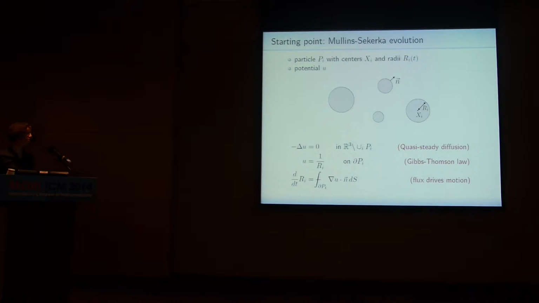of surface tension. So the potential is large on the boundary of small particles, it's small on the boundary of large particles. So if you have particles of different sizes, you have a gradient in the potential, and this induces a mass flux from the small to the large particles. And the growth rate of each particle is just given by the average mass flux. Okay, maybe if you haven't seen that before, it might not be so easy to digest.